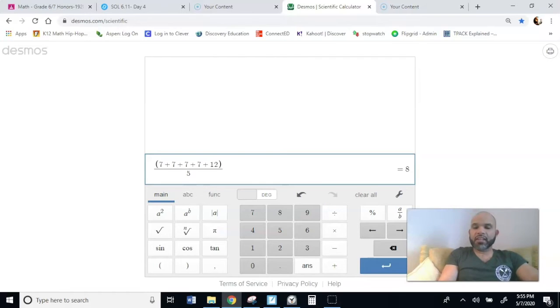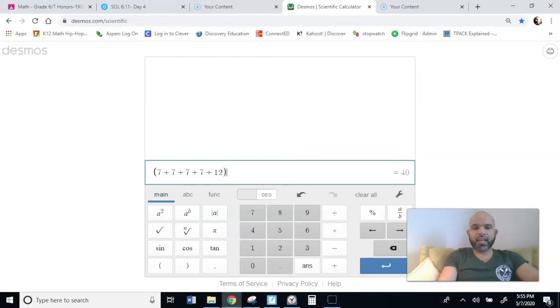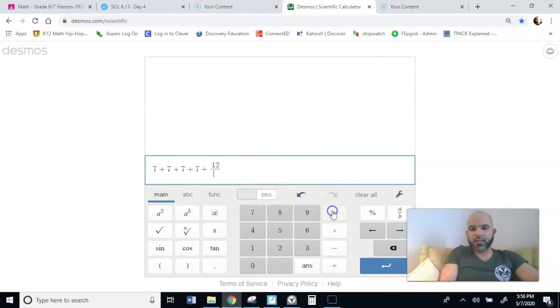It's so nice because if you use a calculator, right, and you don't find the sum, all right, let's get rid of these open and close parentheses. And you just say, all right, so I've got my 5 numbers, I added them all up, and now I'm going to divide by 5, right? If you don't find the sum first, and you just hit divide here by 5, look what happens. You're not dividing the sum of all the numbers, you're just dividing that last number.